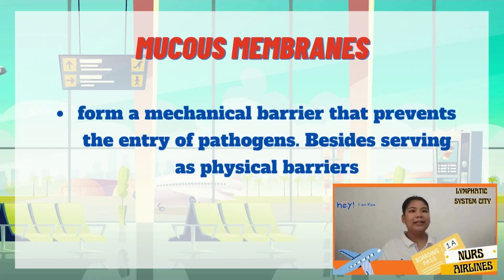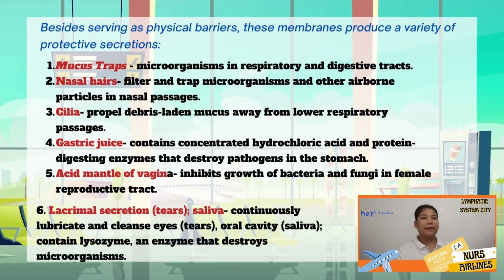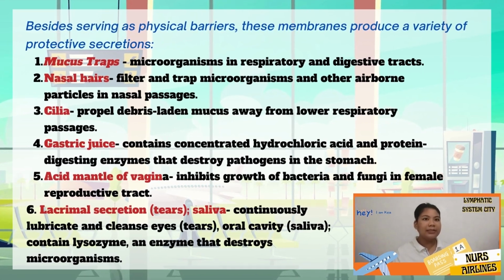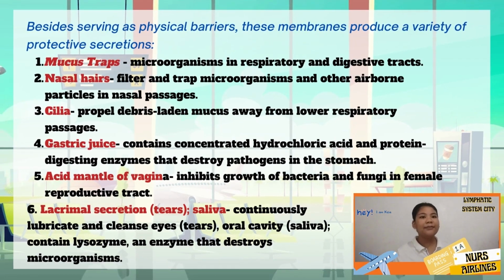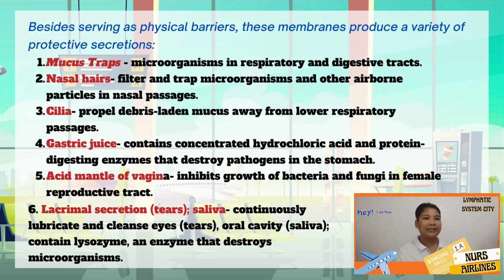Apart from the intact skin, we also have the mucous membranes, which provide a mechanical barrier that keeps pathogens out. These membranes not only act as physical barriers, but also create a number of protective secretions. One of them is mucus. First, we have the mucus traps. The sticky mucus traps many microorganisms that enter digestive and respiratory passageways.